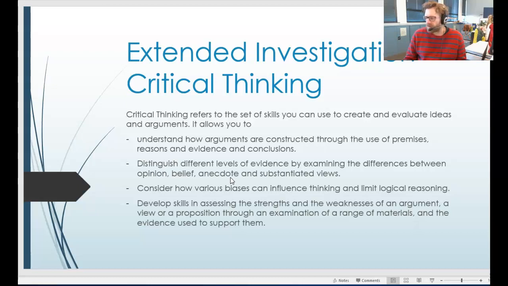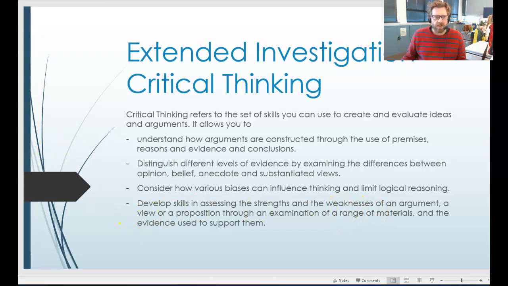If you're finding yourself writing a sentence that starts with "I think" or "in my view," that's really not what they're wanting to hear. They want to hear what the reasons are to support the view that you think is the best. You also want to show you've developed your skills in assessing the strengths and weaknesses of an argument using a range of techniques. We'll talk a little bit about that.